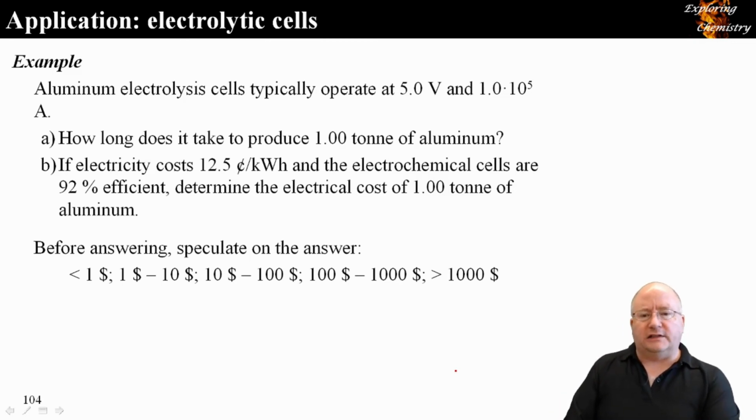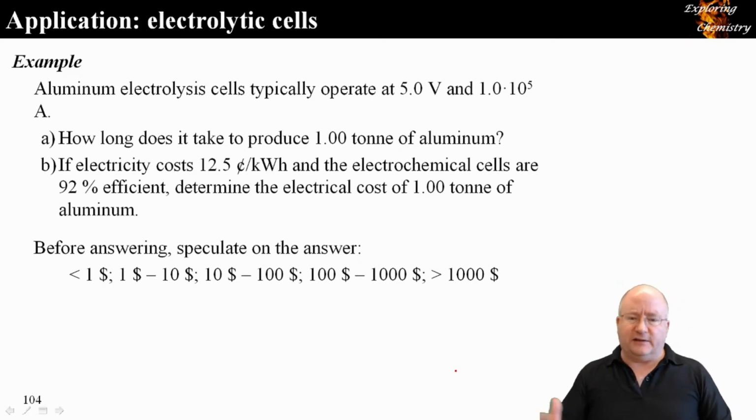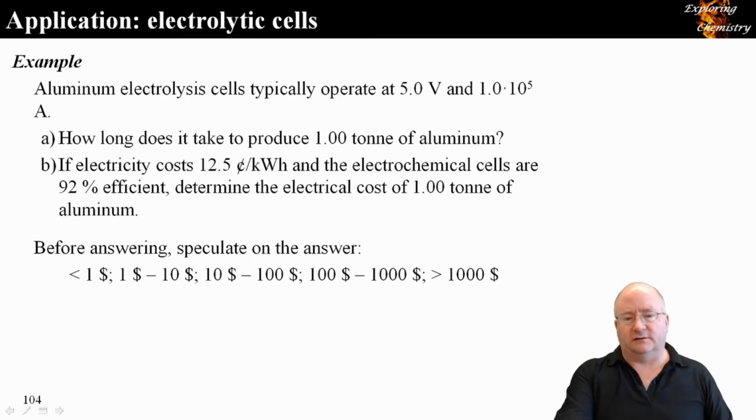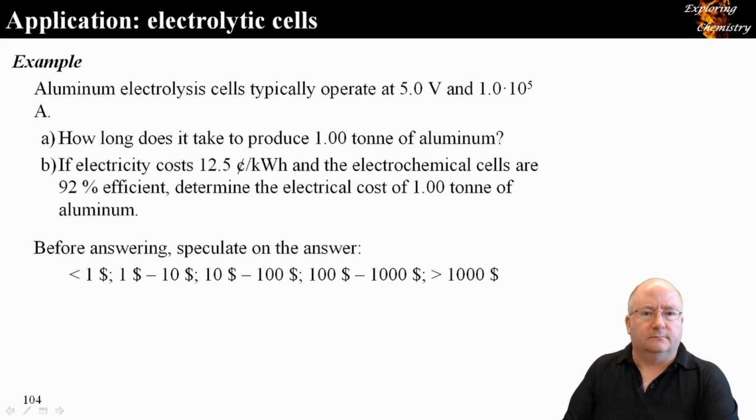So how long does it take to produce 1 ton of aluminum? Given those electricity costs and the cell efficiency, how much does it cost to produce that aluminum? That's what I would like you to speculate on. Is the cost to produce 1 ton of aluminum in terms of electricity less than $1, 1 to 10, 10 to 100, 100 to 1,000, or greater than $1,000? Please, what do you think? Anyone have an idea?